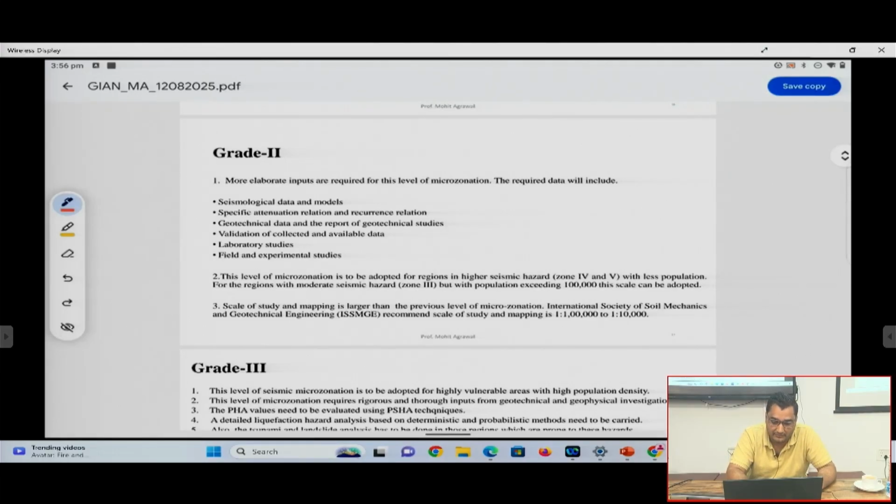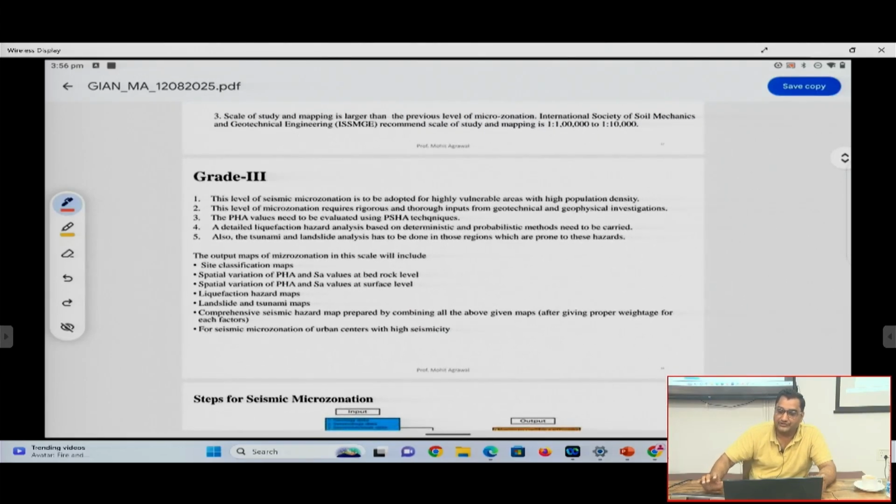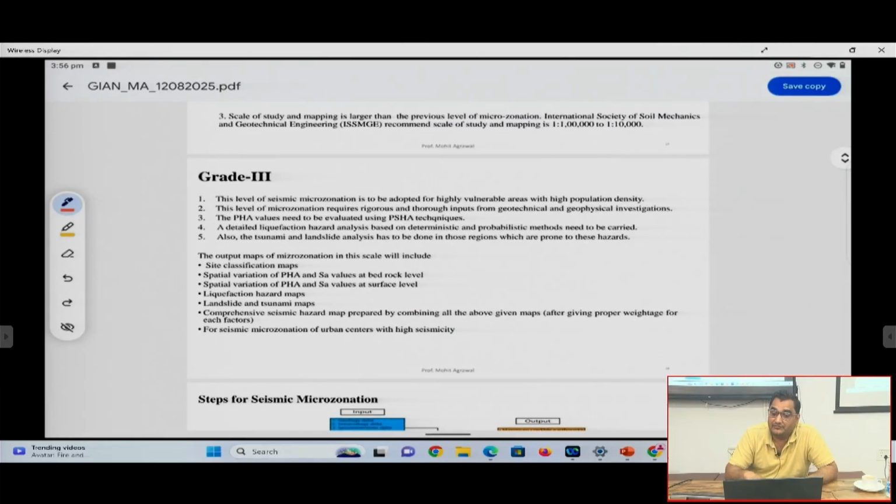Okay, so now if we talk about grade 3, that is a more rigorous kind of seismic microzonation. This level of seismic microzonation is adopted for highly vulnerable areas. For example, zone 5 where the population density is also very high, then this kind of grade 3 seismic microzonation may be conducted in that area.